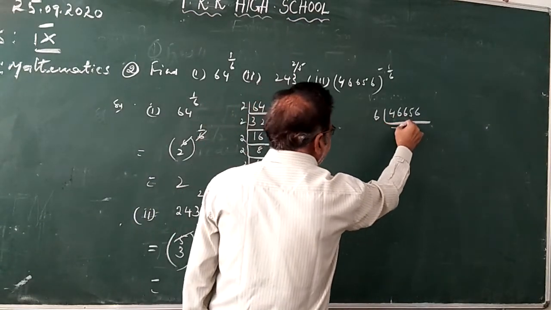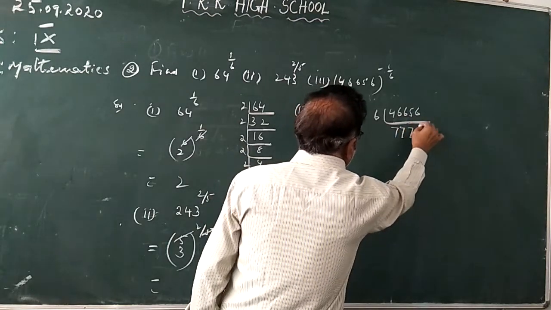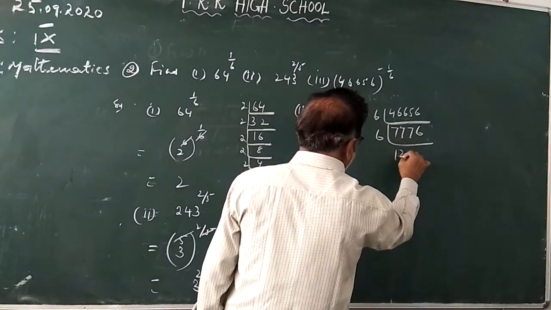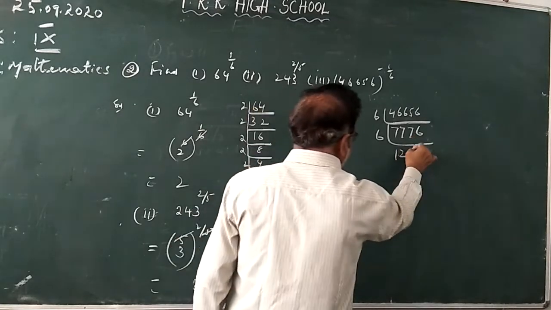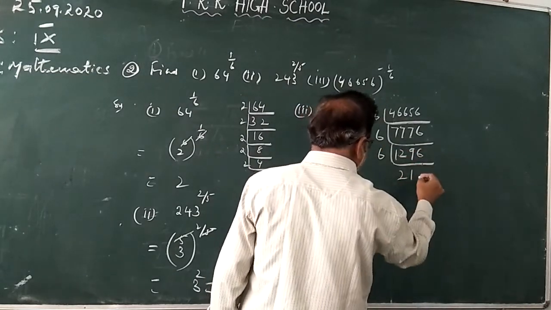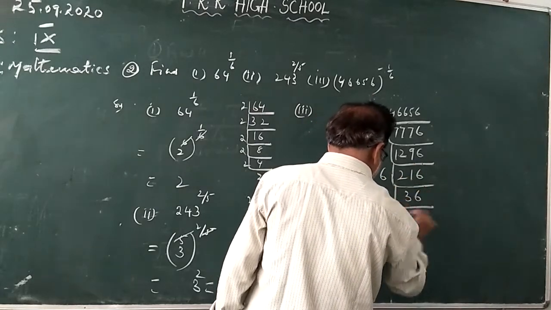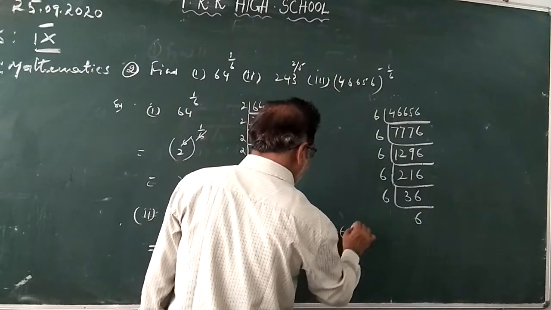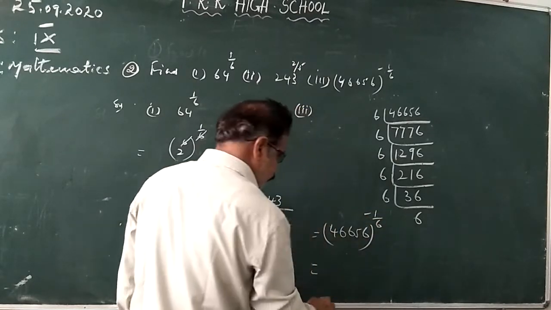Dividing 46656 by 6 repeatedly: 6 7s are 42, the remainder, and so on, 6 6s are 36; again with 6, 6 2s are 12, 6 9s are 54; again with 6, 6 3s are 18. So 46,656, we have to find out its value to the power of minus 1 by 6.